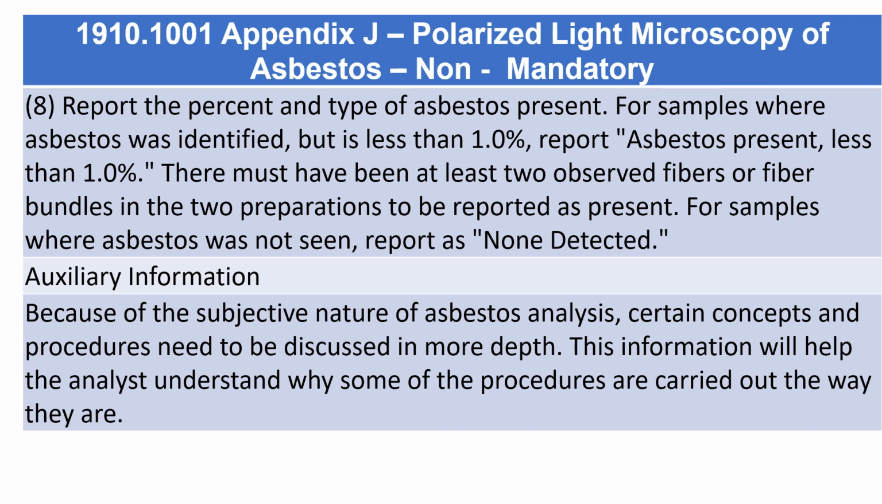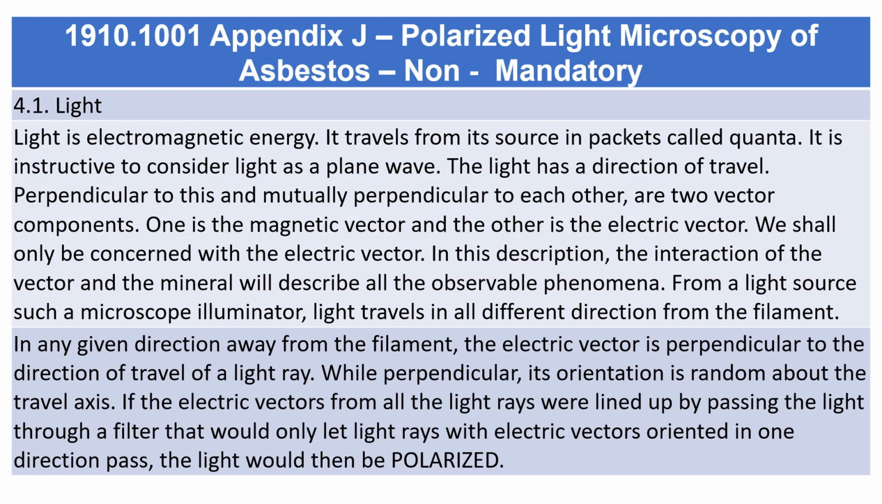Auxiliary information. Because of the subjective nature of asbestos analysis, certain concepts and procedures need to be discussed in more depth. This information will help the analyst understand why some of the procedures are carried out the way they are. 4.1. Light. Light is electromagnetic energy. It travels from its source in packets called quanta. It is instructive to consider light as a plane wave. The light has a direction of travel. Perpendicular to this and mutually perpendicular to each other are 2 vector components.